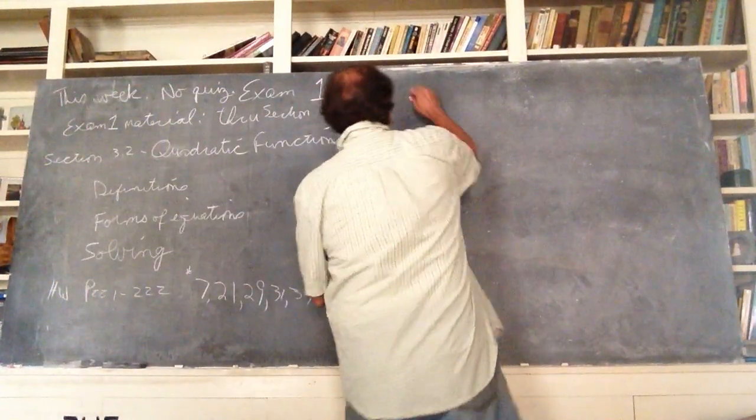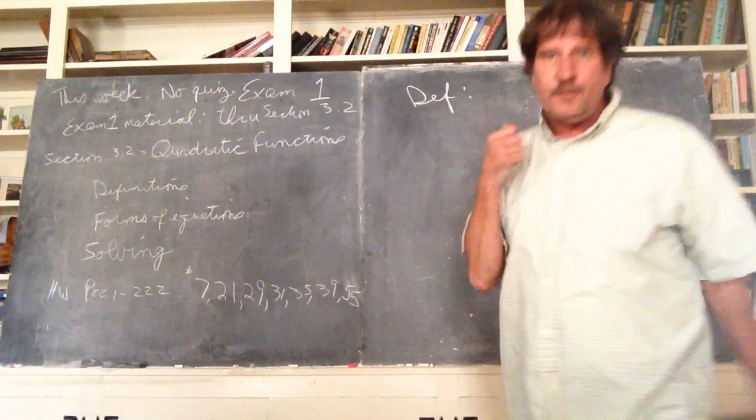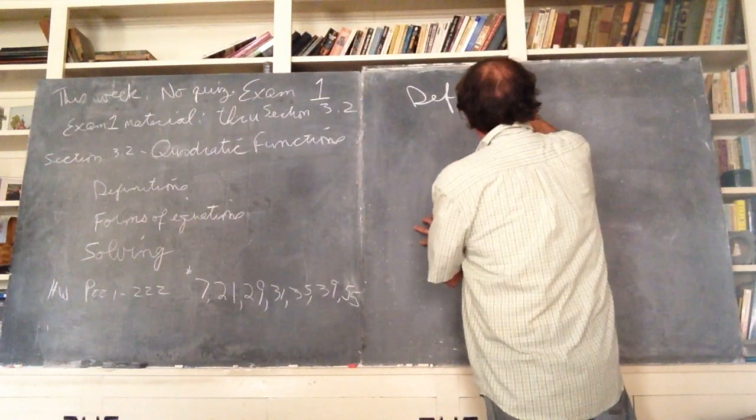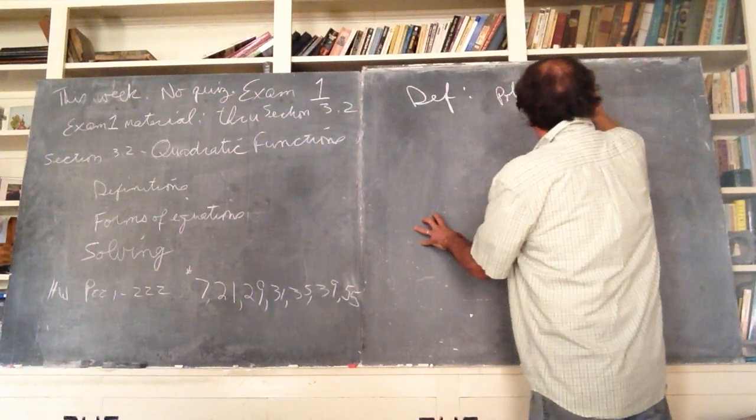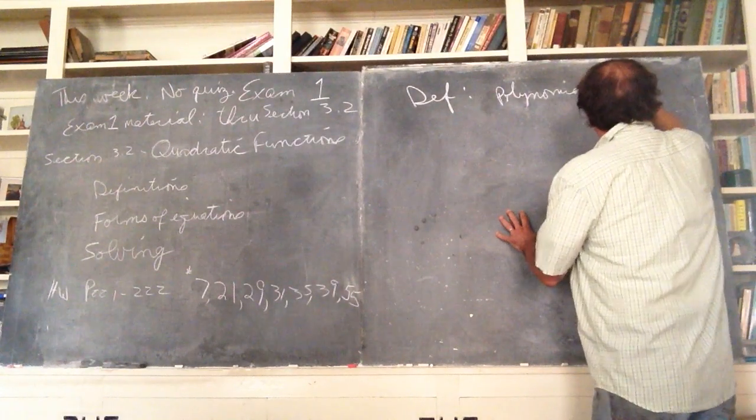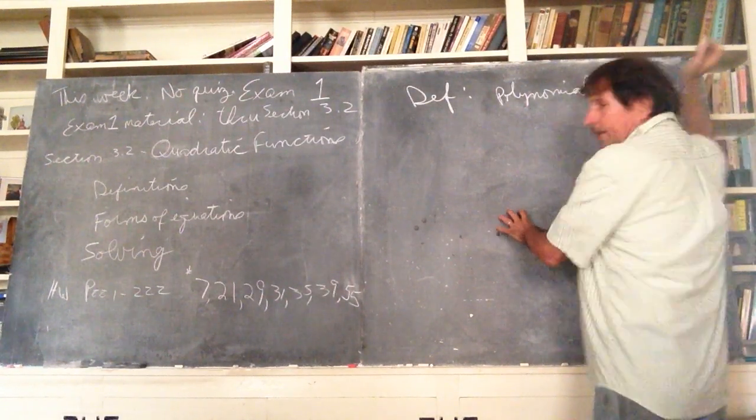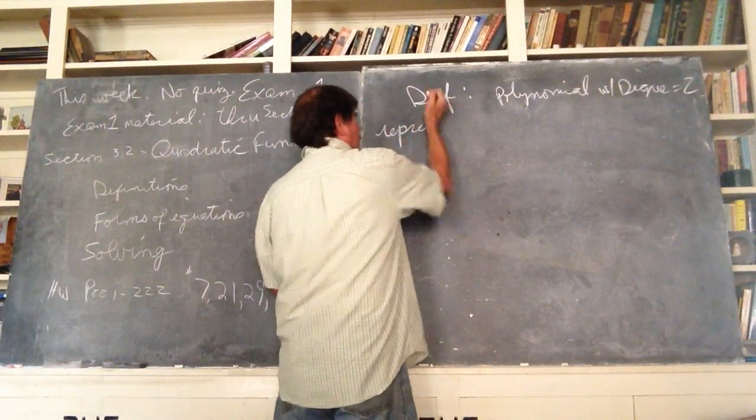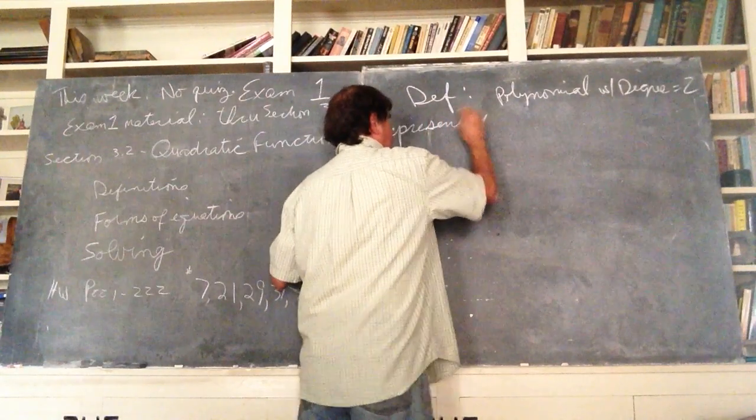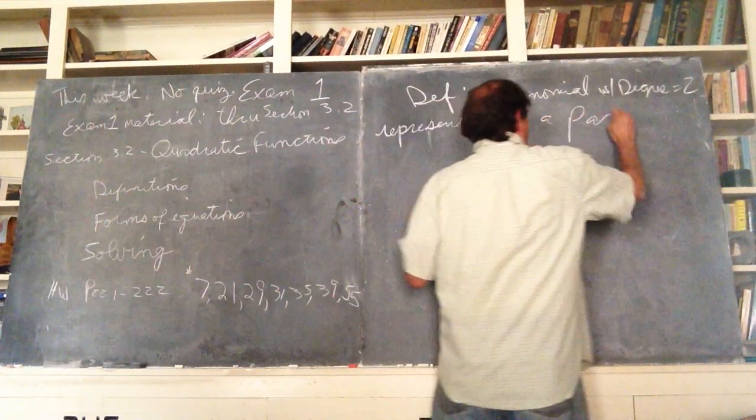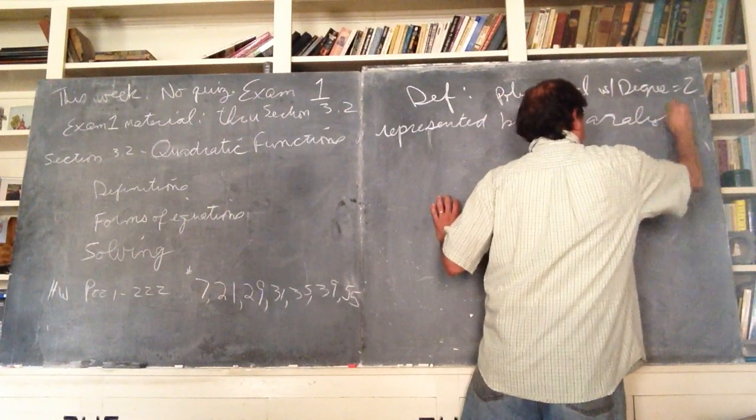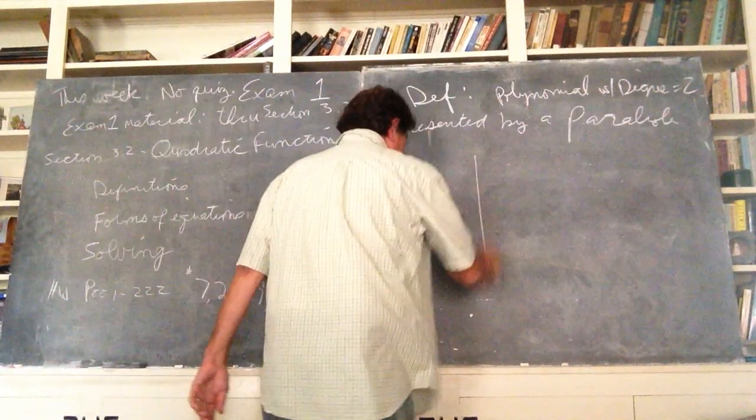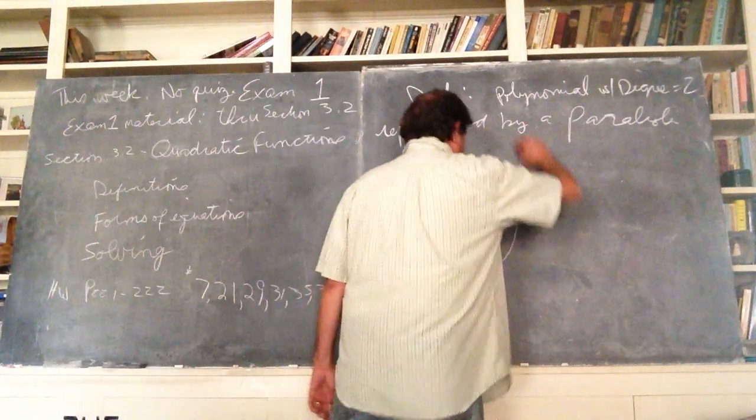Quadratic function definition. A quadratic function is something that has a square in it. A polynomial with degree 2. It has a square in it, and it is represented by a parabola. And so that's how I would define it. And then, here is one, something that looks like that.